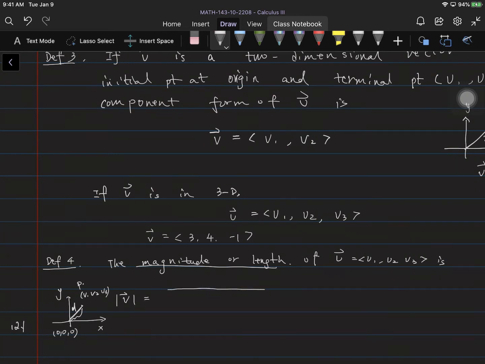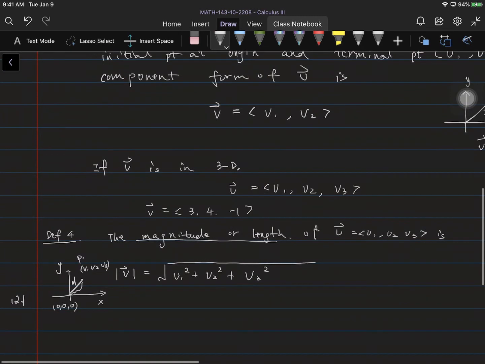So actually that is the square root of V1 squared plus V2 squared plus V3 squared. It's like V1 minus 0 squared, V2 minus 0 squared, plus V3 minus 0 squared, right? Something like that. And this is for the standard position. And in general, if we have a vector whose initial point is x1, x2, x3.